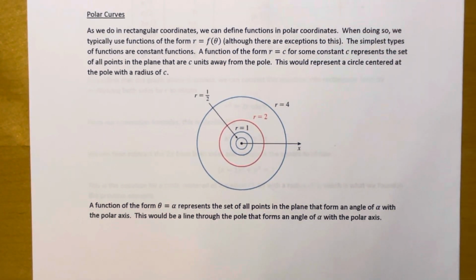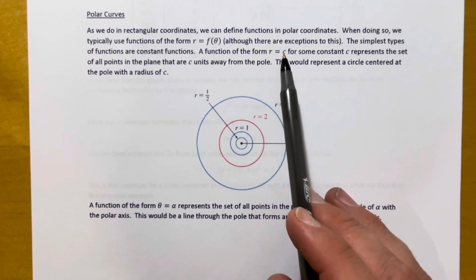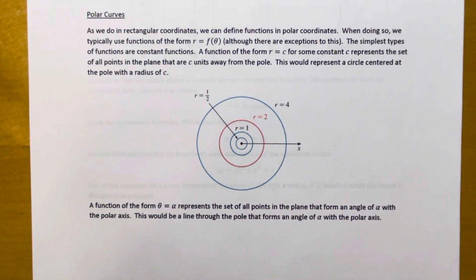First of all, the simplest type of function to consider in polar coordinates, or really any coordinate system, is constant functions. What happens if you take one of your variables and you set it equal to a constant? So for example, the function r equals c, where c is just some constant. Whenever one of your variables is missing from an equation, like the theta, for example, is missing here, we say that that variable is free to vary.